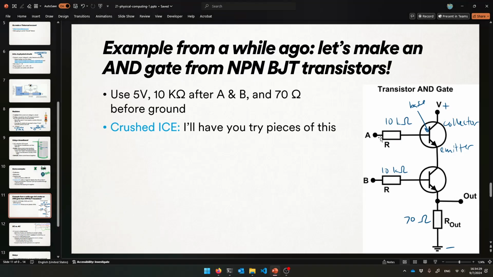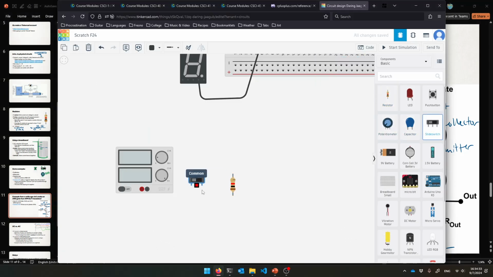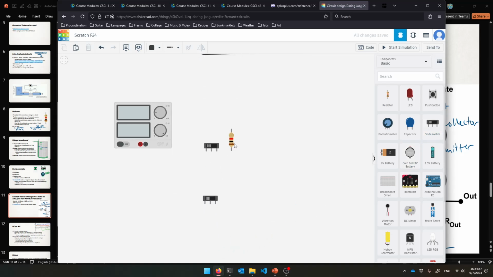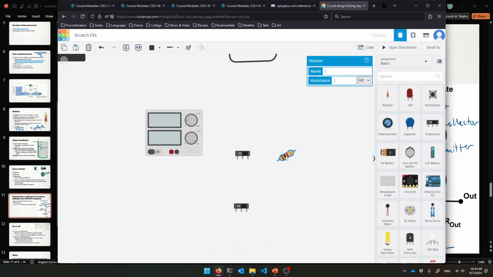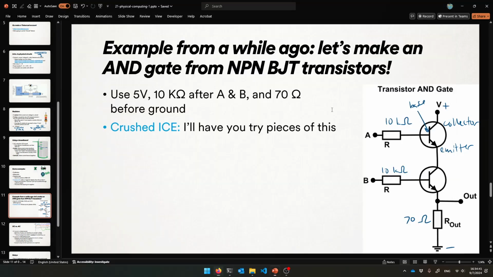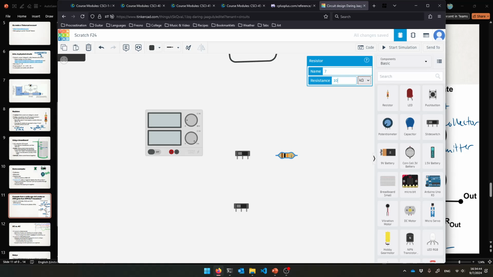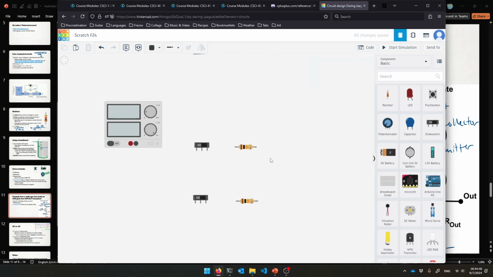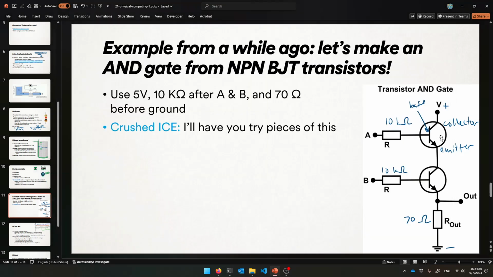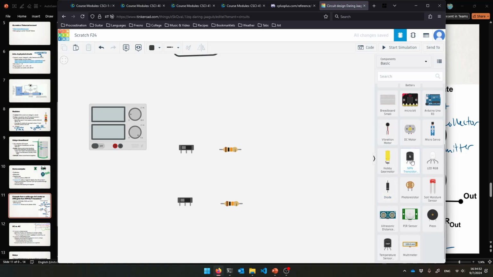And to give power to A and B, it's either power or no power. So I need switches, a switch to mean 1 or 0, a switch to mean 1 or 0. That's what we need here, and I'll turn these to make it almost like what we need. So 10 kiloohms for each of those resistors. You see the band colors change. And then we want some NPN BJT transistors now.